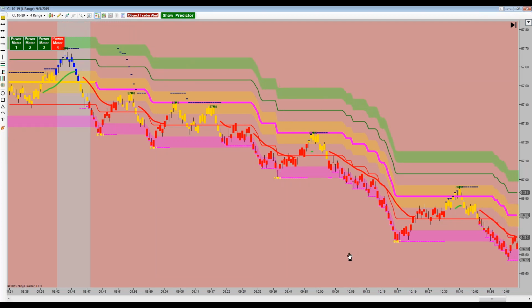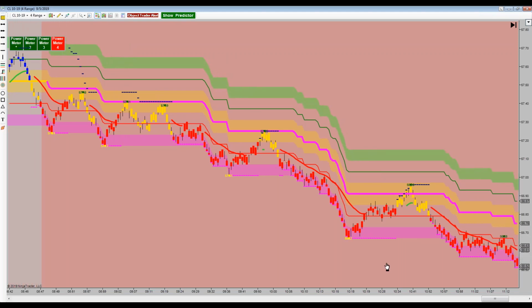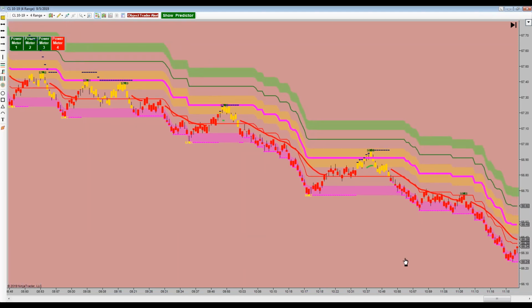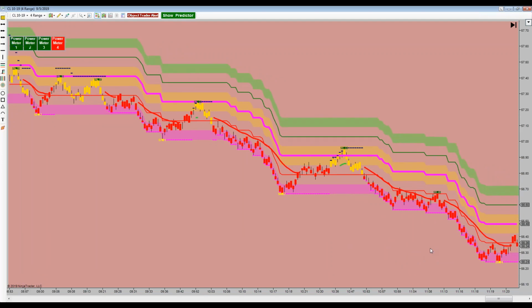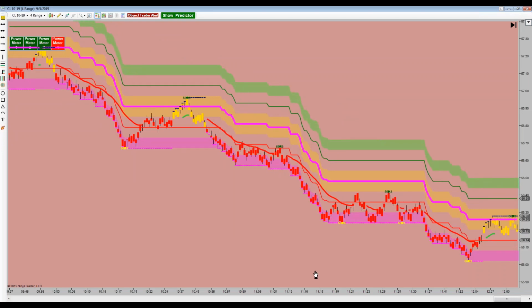Continue on down, there's 10:57, 11 o'clock, 11:09, 11:10, 11:12, 11:19, 11:20, 11:30. Okay, there's 12:50. We're coming into the close of the futures markets at 1:15.